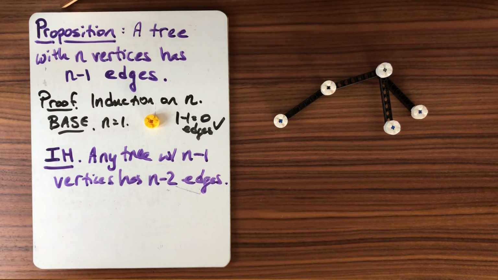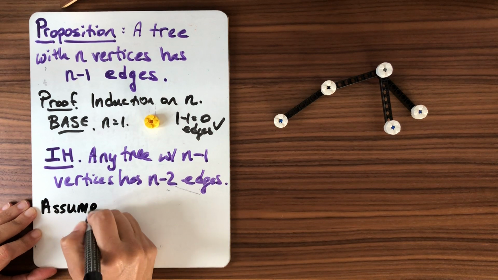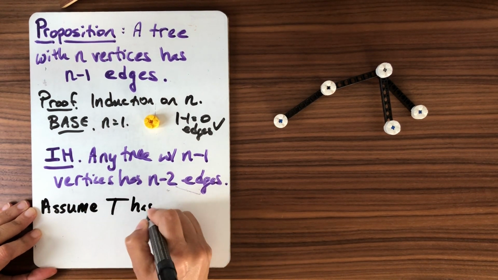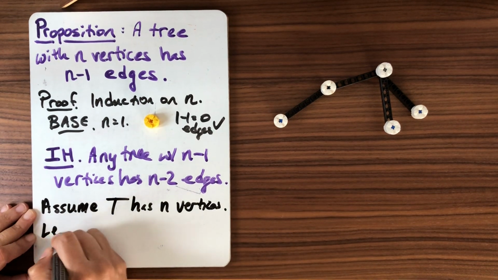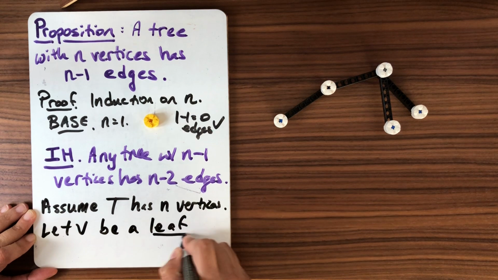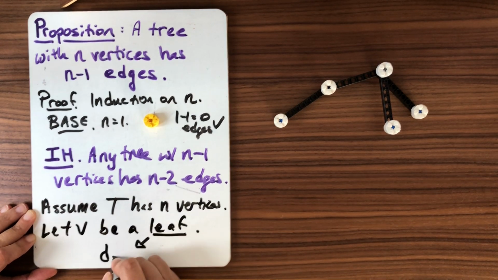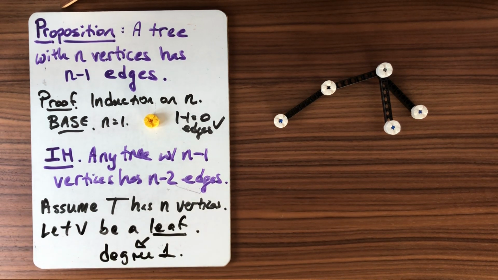So what we're going to do is assume that we have the case of n of the theorem. So assume T has n vertices. Okay, let V be a leaf. A leaf, remember, is a vertex of degree 1. How do I know a leaf exists? That's a great question. How do we know a leaf exists in a tree?